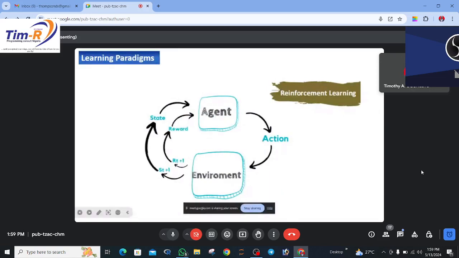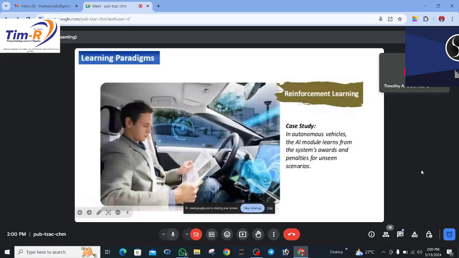Okay. So what I was talking about is reinforcement learning, where the environment will always reward the agent based on any action that we say it should carry out. If the action is right, then there's always a reward. That's reinforcement learning, and I said it's the best learning so far. It's actually very good. Its practical usability is in the case of autonomous vehicles, self-driving cars. The AI module there learns from the system's rewards and penalties for unseen scenarios.